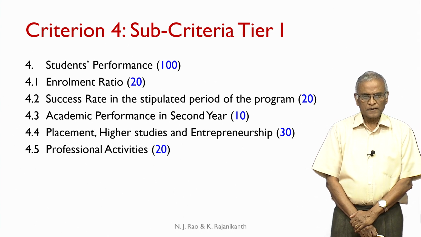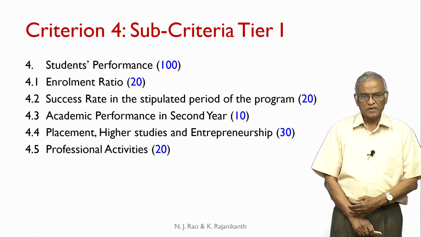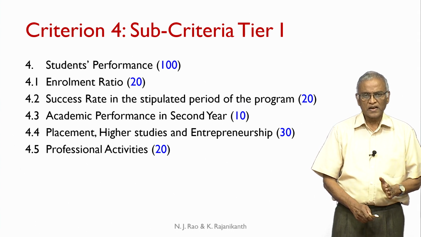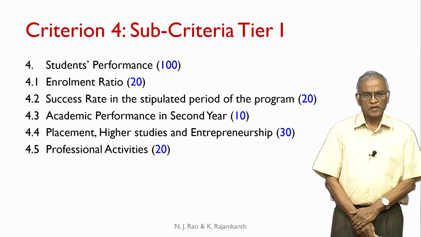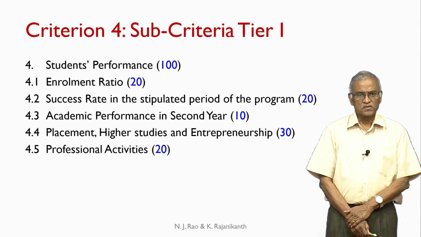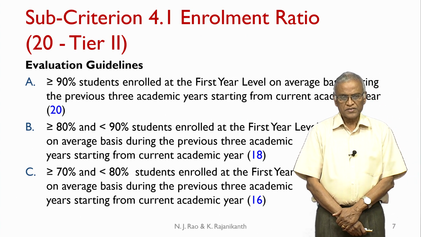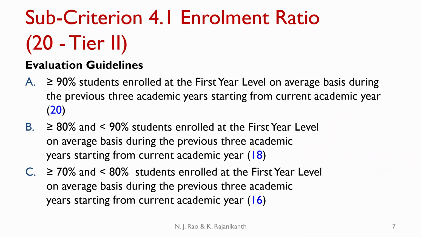So, wherever they are common, the method of measurement and the evaluation guidelines are roughly the same between tier 1 and tier 2 institutions. Now, let us look at enrollment ratio, 20 marks for tier 2.